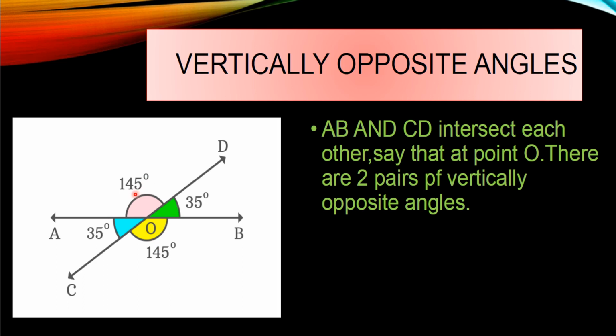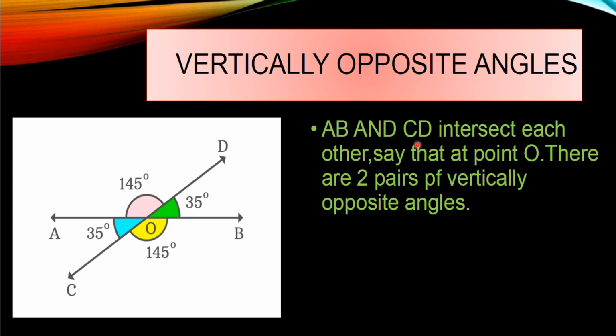Here 145 degrees, here also 145 degrees. So these two vertically opposite angles are equal. Similarly, these two vertically opposite angles are equal. This is a property of vertically opposite angles. Understood this point, my dear children?